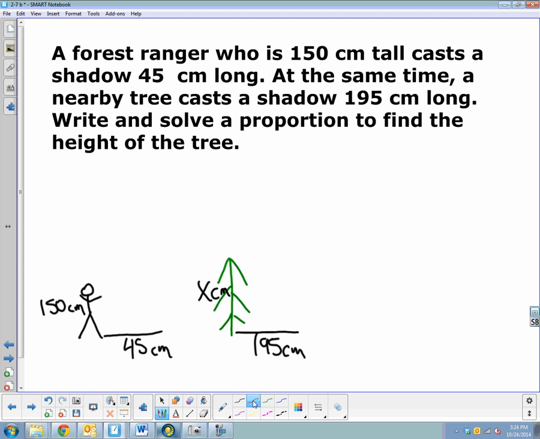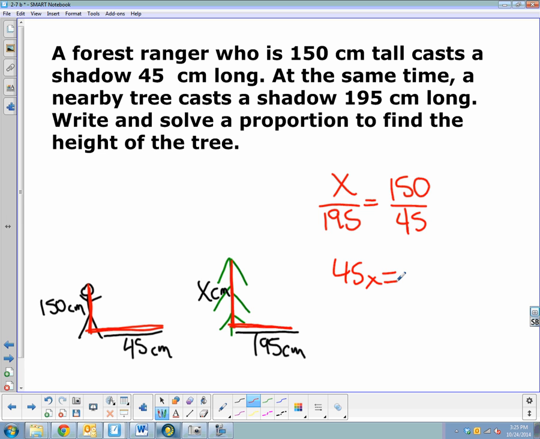Now I can set up a proportion. Again, I don't know x, but I can write x over 195. So x over 195, and I got 150 over 45. And I got to go in the same direction. If I'm going to do vertical over horizontal, I can do vertical over horizontal, and I get 150 over 45. So again, I'm going to get 45x equals, and I'm going to pull out my handy-dandy calculator again and see that 150 times 195 is going to give me 29,250.